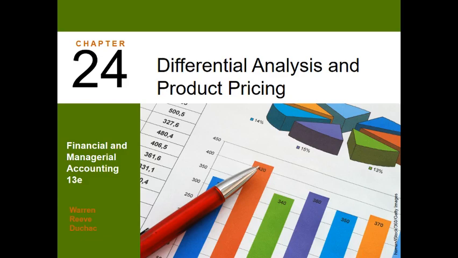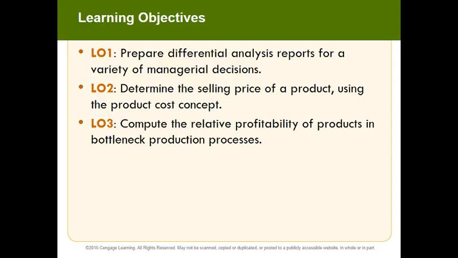Welcome to Chapter 24, Differential Analysis and Product Pricing. In this particular chapter, we talk about differential analysis reports that are used for different management decisions. We look at determining the selling price using the product cost concept, and we compute relative profitability of products in the bottleneck production processes.